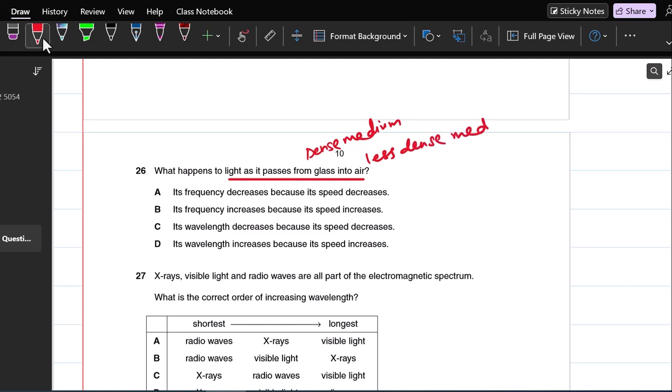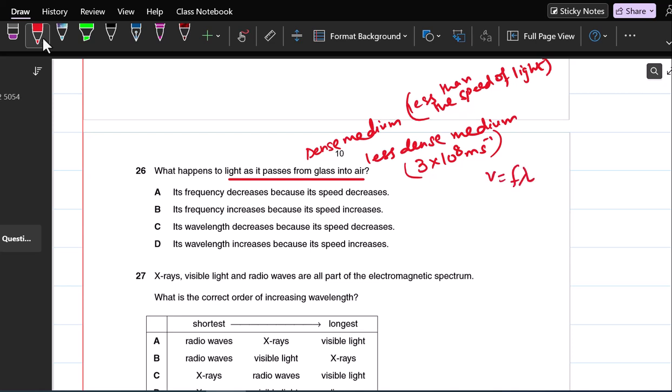So what will be happening here? Change in speed will occur, change in wavelength will occur. In glass to air, in air we have the speed of light that is 3 × 10^8 meters per second, and in a dense medium it will be less than the speed of light. So the speed will be greater here in the less dense medium. And if speed is increasing, according to v = fλ, wavelength will also increase.